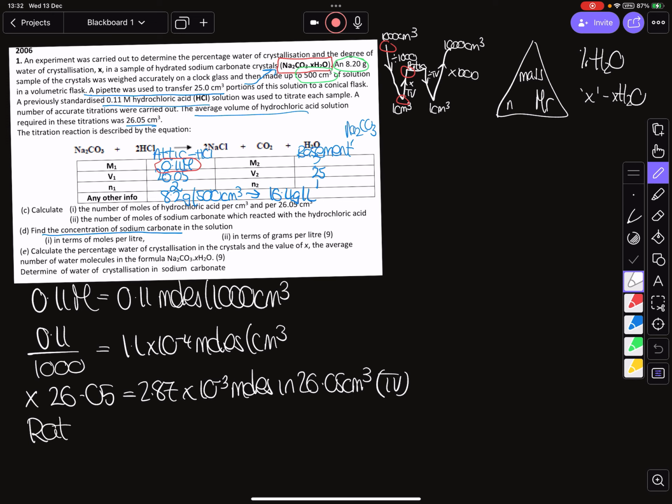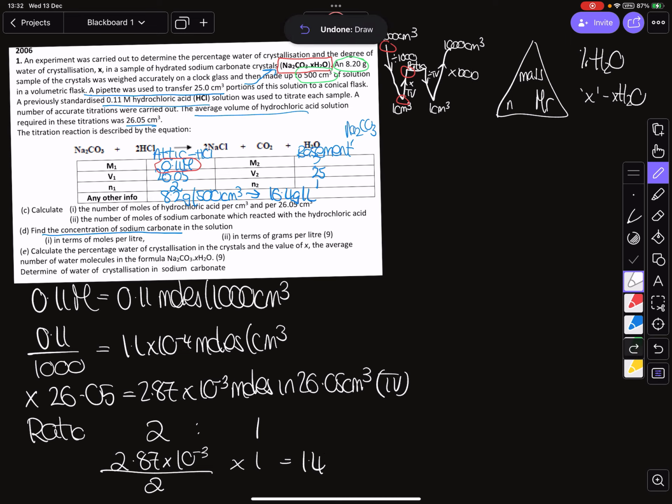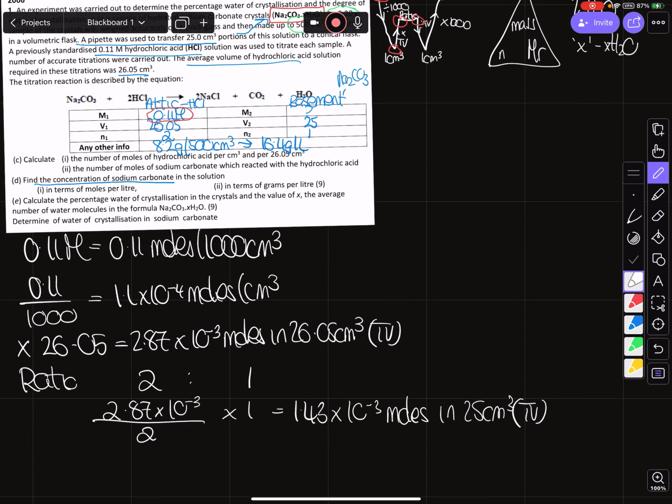We then are going to apply our ratio, and our ratio is 2:1. So 2.87 by 10 to the minus 3. We divide it by 2, multiply it by 1. And when we do that, we get 1.43 by 10 to the minus 3 moles. And that now is going to be in the 25 centimeters cubed. So this is my second titer volume. It's brought us to this part of our W.